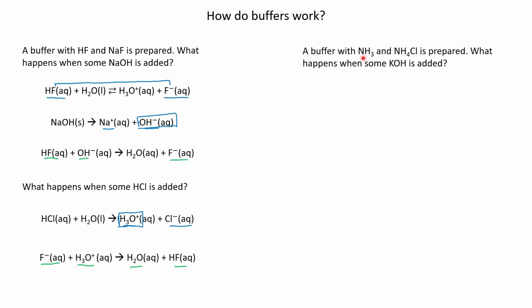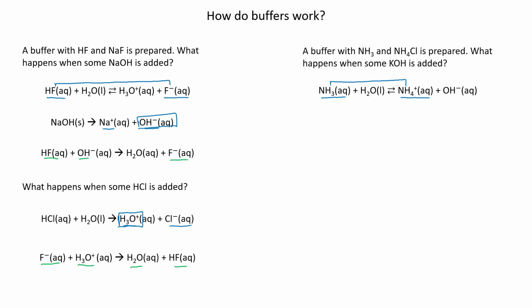Let's do this with another buffer. This time my buffer is with ammonia and ammonium chloride. What is going to happen when I add some potassium hydroxide? The first thing I want to do is identify my acid-base conjugate pair because that is where all the work happens. So here is my equation when ammonia is in water, and you can see its conjugate acid is right here. So here is my pair. I have a weak base, ammonia, and I have its conjugate acid, ammonium.